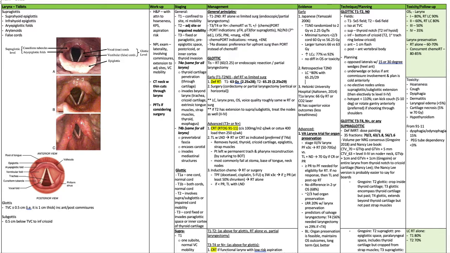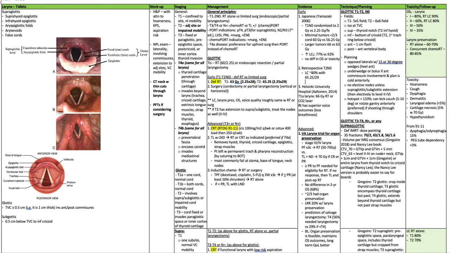Alternatively, you do surgery with chordectomy or partial laryngectomy, vertical or horizontal. Local control, larynx preservation, overall survival, and voice quality are roughly the same with radiation or surgery. If the T2 has extension into the supra or subglottis, treat the nodes as well.